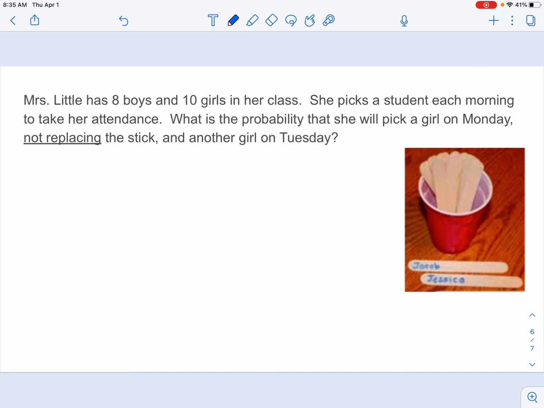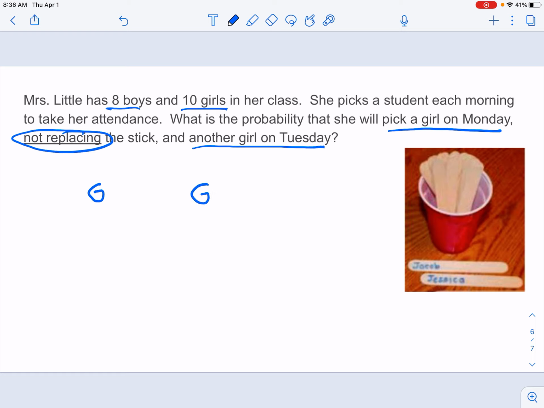All right, so back to our popsicle stick example. So we still have 8 boys and 10 girls. She picks a student each morning. What's the probability she'll pick a girl on Monday, not replace it? So that means she's keeping the stick because that student cannot be picked again for that week, and then picking another girl. Okay, so a girl the first day and a girl the second day.